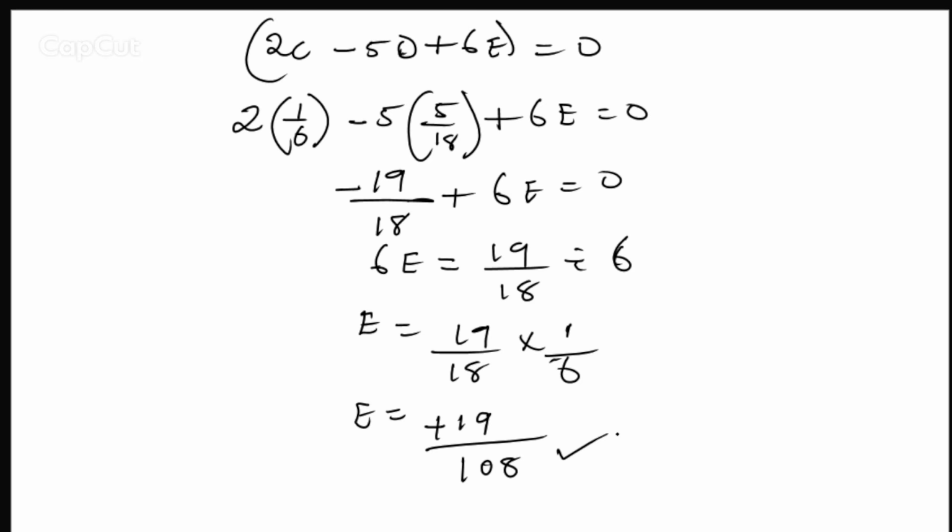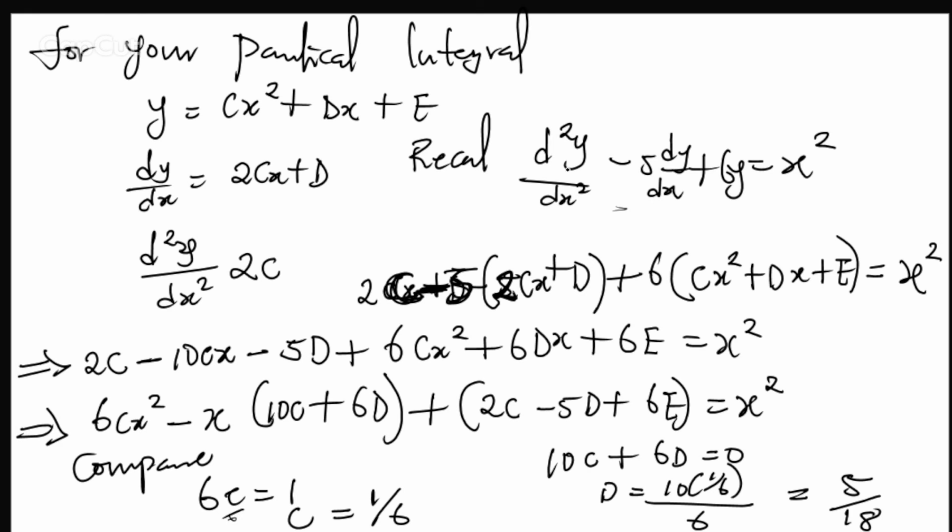So what you do next, since you've gotten that your E is equal to 19 over 108, is apply this back to the equation. Since you've gotten E to be 19 over 108, we simply take the values of our given parameters, C, D, E, to our given equation. Now remember, your given equation was what we have here.